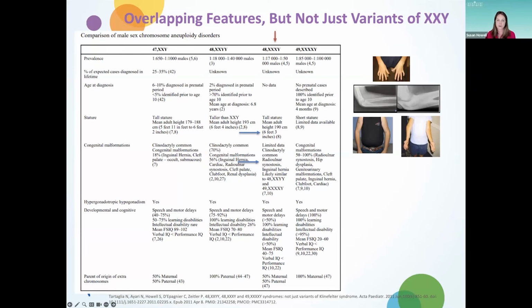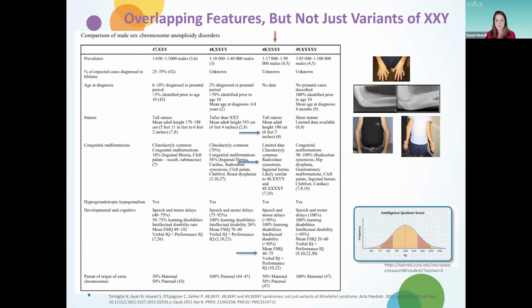We can see a variety of developmental and cognitive impairments in our patients. More than half of patients with 3XY will need speech and motor delay therapies. And we see about 100% with learning disabilities, of which more than half will have a full-scale IQ typically around 40 to 75 points.